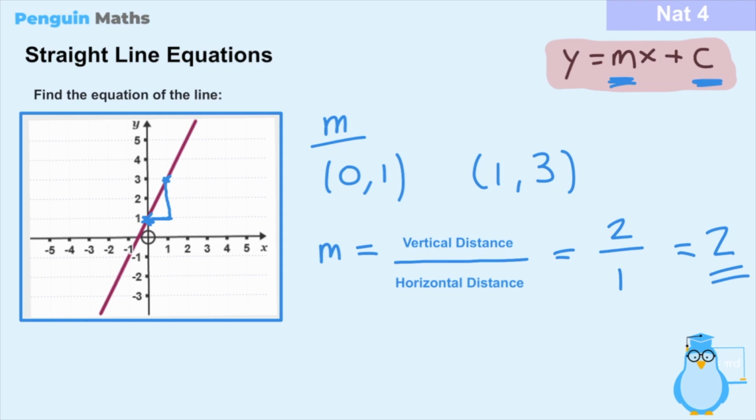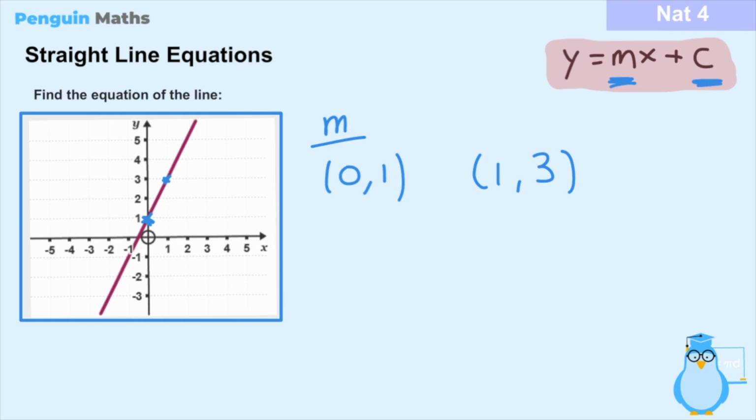It's worth remembering that for this example we have a positive gradient because the line is sloping upwards. But if we had a line that looked like this and it was sloping downwards, that would be negative, and if we use this method to calculate the gradient, then we would have to add a minus sign on the end.